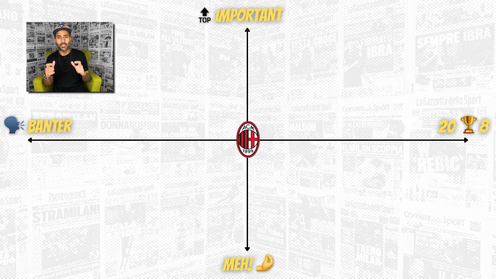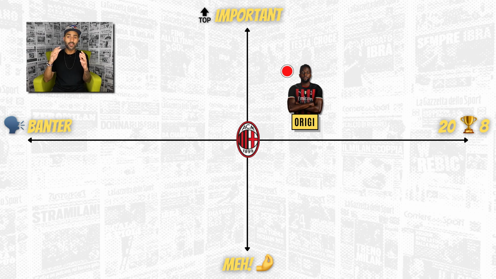So where exactly on this graph does the Divock Origi move land? Guys, I'm gonna have to place that right here. I do think it is an important move because we don't really have any other strikers. This guy is of good quality. And I do think he does take us closer to the next title, the next Serie A or Champions League title, but only so much so.